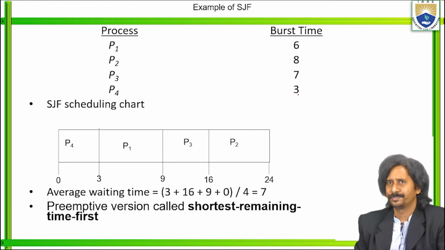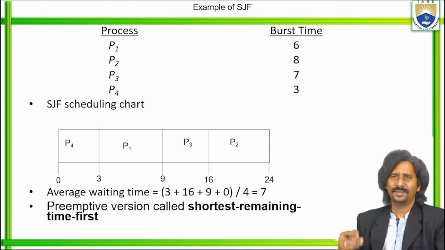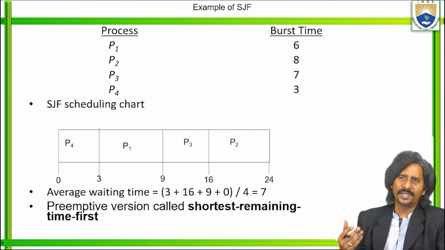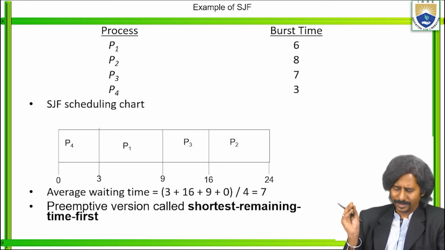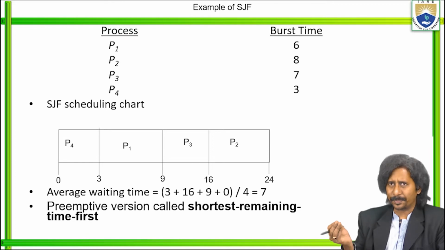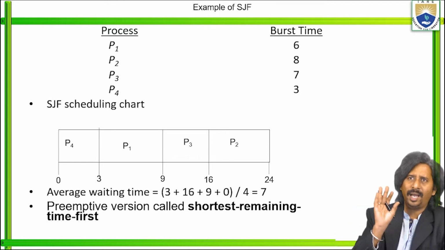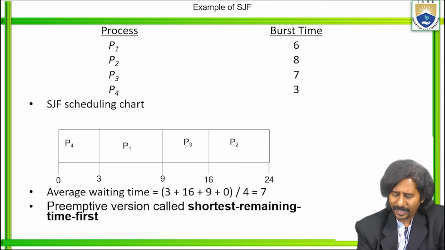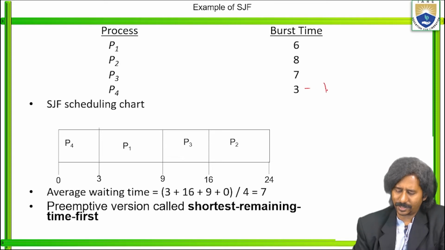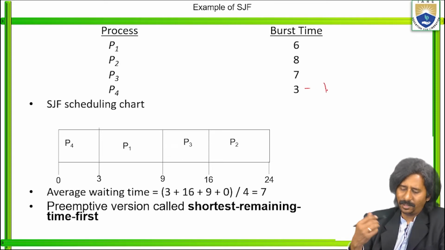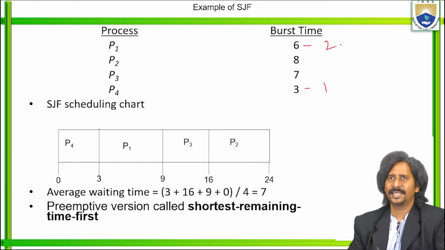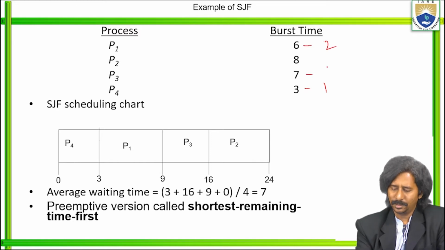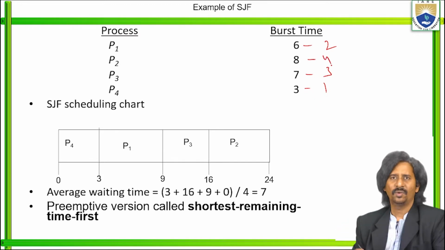Among those 6, 8, 7, 3, which process has the shortest job? That particular process first enters the ready queue. Tell me, this is the first one, right? Because 3. Then the second one is P1 because 6 milliseconds. Then this is 3, this is 4.